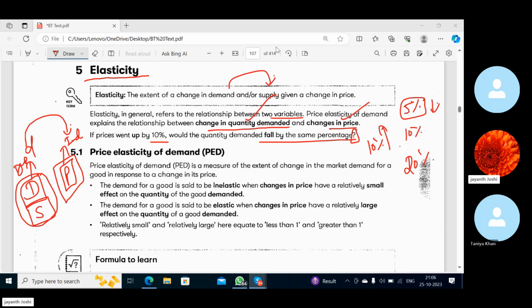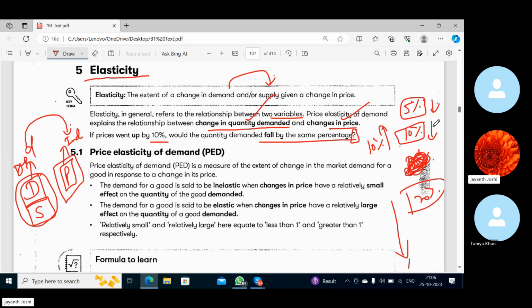We were discussing the decrease in demand, right? So when the price has gone up by 10%, the quantity demanded would definitely fall. I can keep it at 20%. So the fall is how much percent? If the fall is 5%, it is a very minimal fall. If the fall is 20%, it is a very high fall. And if the fall is just 10%, it's very similar: as the price has increased by 10%, the demand has also fallen by 10%.